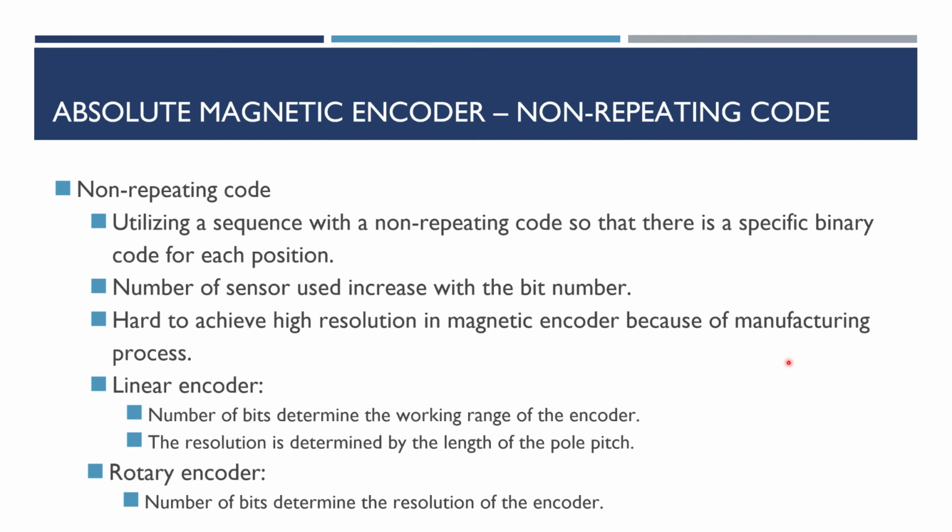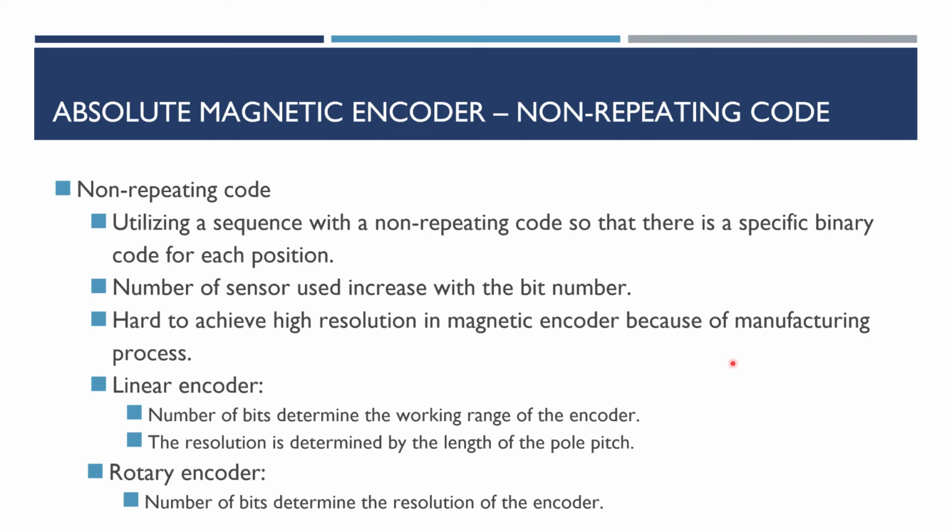Comparing these two conditions, we have to detect 2 poles on the magnetic scale at once for the 2-bit encoder, but for the 3-bit encoder, the sensor has to detect 3 poles at once, so that's why we need more sensors for more bits. And because we can only know there is a displacement change when the sensor is moving through a magnetic pole, the resolution for this type of encoder is a pole pitch, and is limited by the manufacturing process.